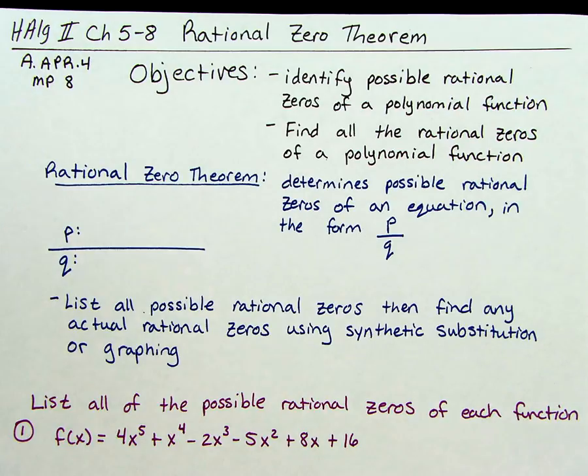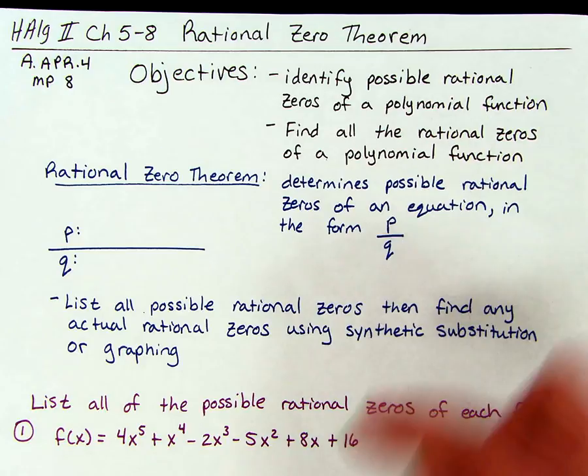To start with, the rational zero theorem determines the possible rational zeros of an equation in the form of P over Q. If we think back to what we've been doing, we are finding the factors of a polynomial so that we can solve them. The rational zero theorem helps us to find those factors.